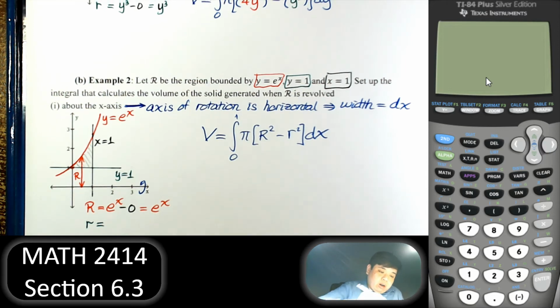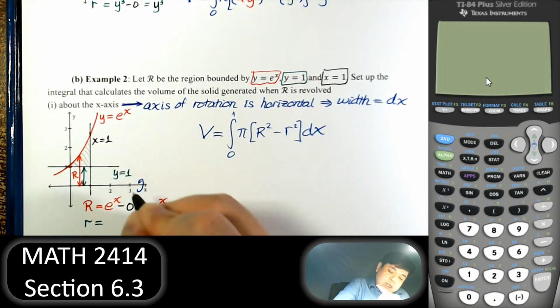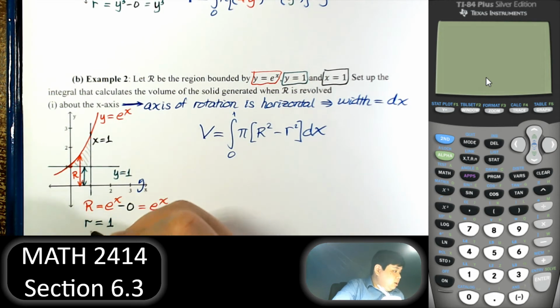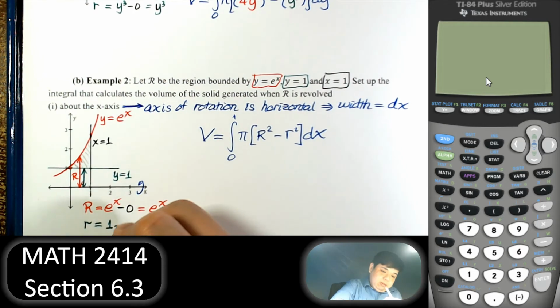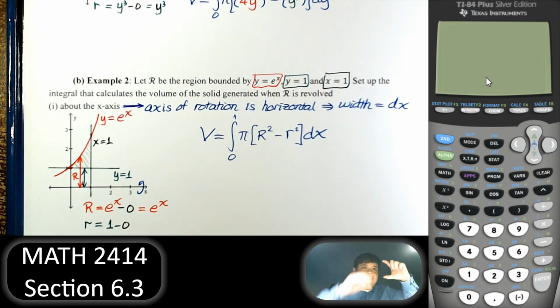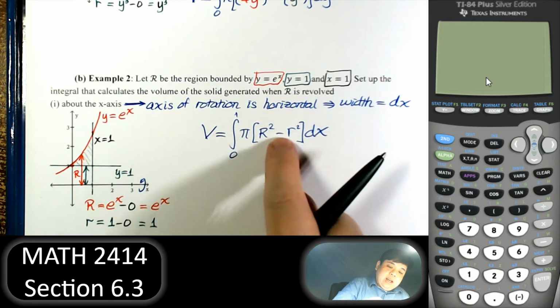Little r, axis of rotation to the inner edge. So we have 1 minus 0. So that distance is upper function minus lower function. Then put it back in here.